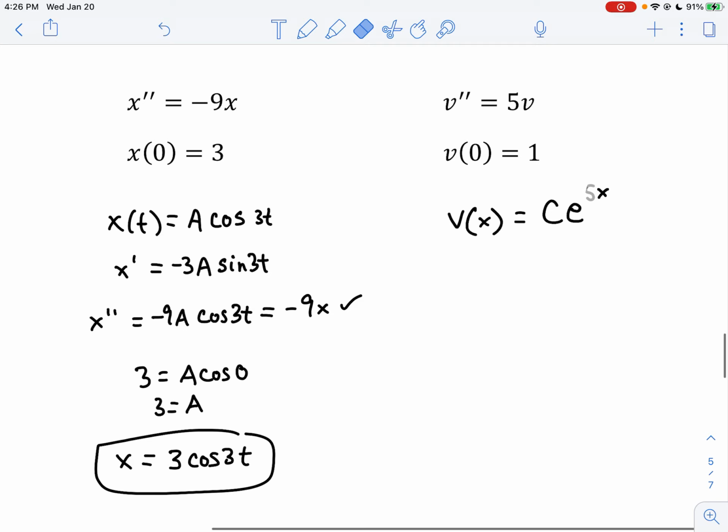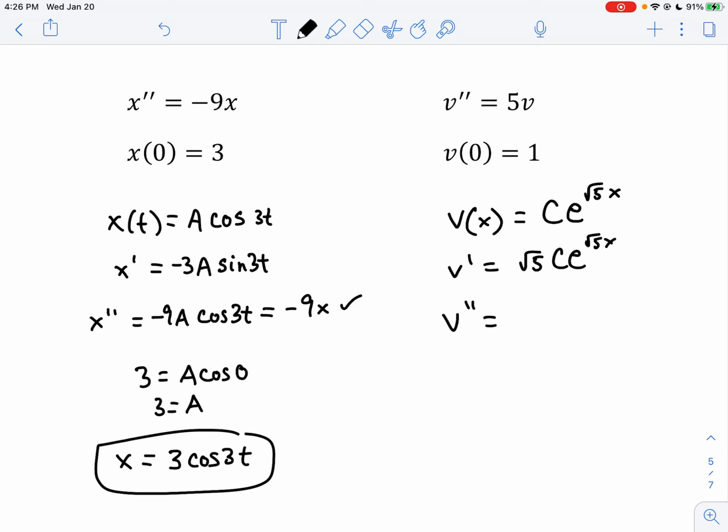Right? Which makes me think, oh, well, 5 is probably not the good coefficient. How about radical 5? Let's see what happens here. V prime is equal to radical 5 times c e to the radical 5x. And v double prime, which is where I want to go, another radical 5 multiplies the other radical 5 in the front, getting just a 5 c e to the rad 5x. This is 5 times the original. Check.